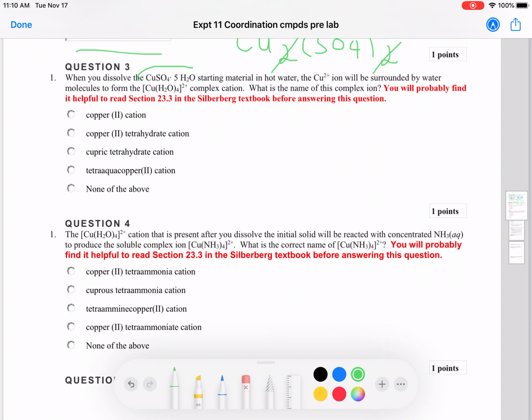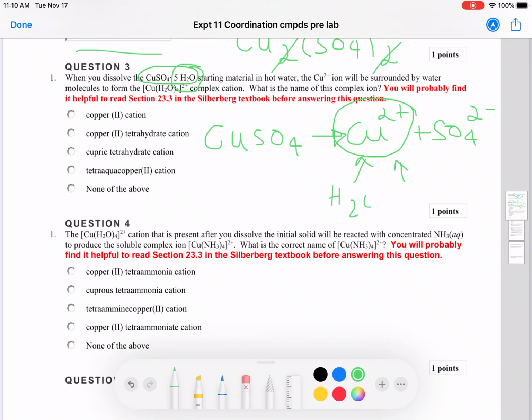Now this is a solid, copper sulfate pentahydrate. It's a blue solid, a beautiful blue color. And then the water molecules come and surround copper sulfate. We know copper sulfate is an ionic compound. When you put it into water, these attached water molecules will go into the water. Copper sulfate will dissolve, dissociating into copper 2 plus ion and sulfate ions. And in water, this copper ion can be surrounded with water molecules. So we call it a coordination compound.